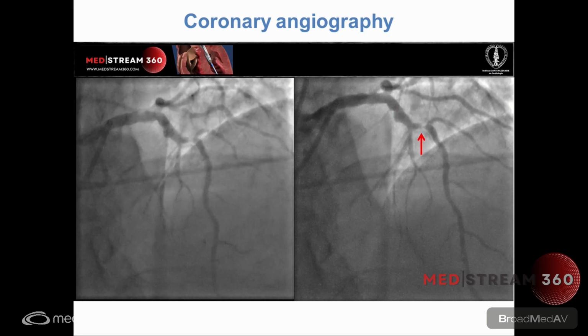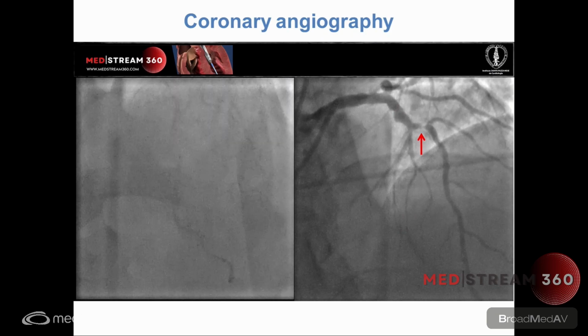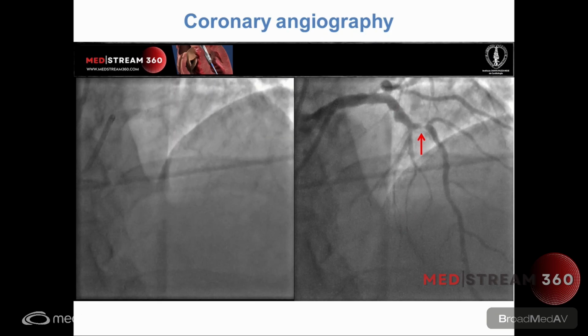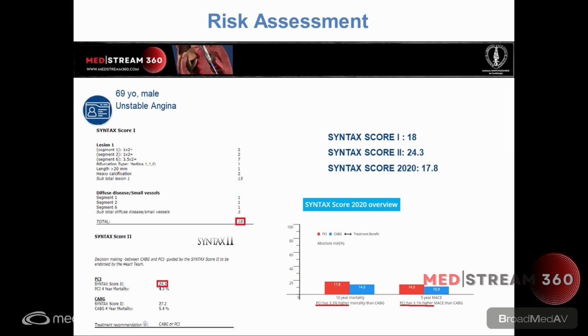And he also has a tight lesion on the mid-LAD. In fact, it's a bifurcation lesion. So this is a double vessel disease patient with normal LV function. Tight lesion in the LAD, tight lesion in the right.